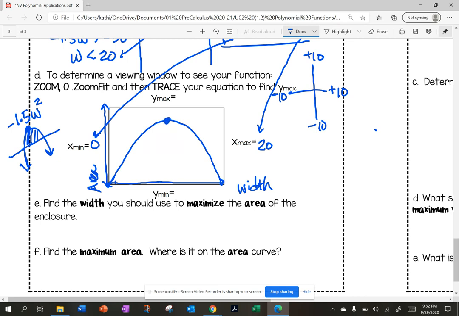So to find the maximum, find the width you should use to maximize the area of the enclosure. I'm going to use second trace, maximum, and enter, enter, enter.